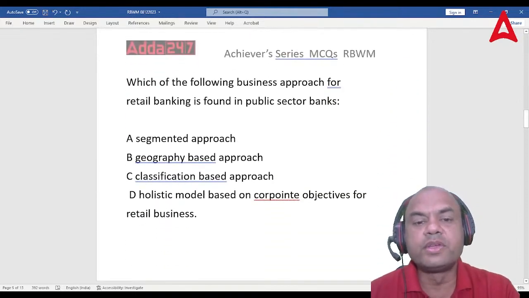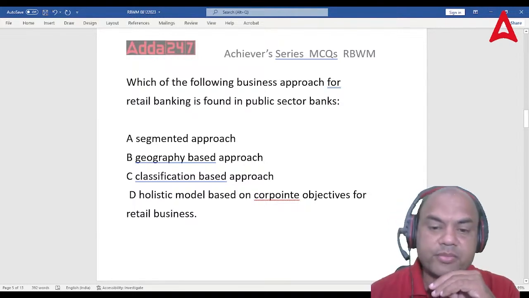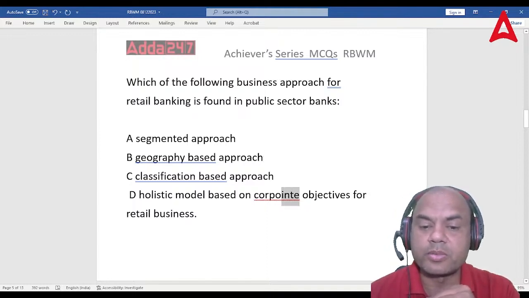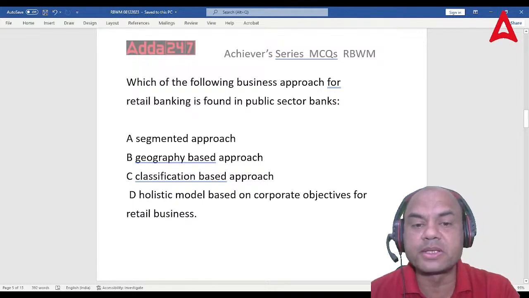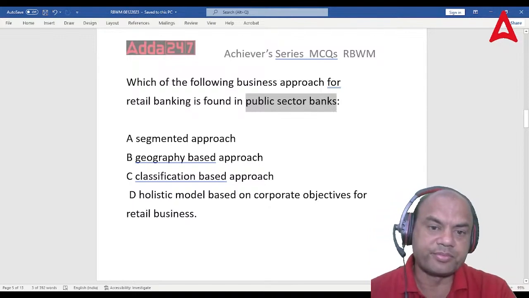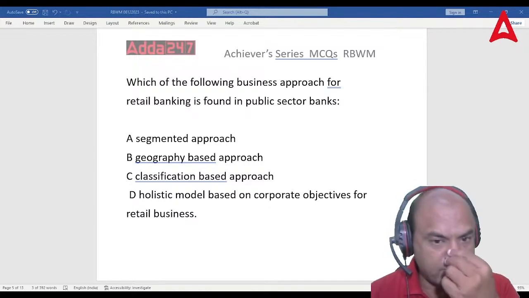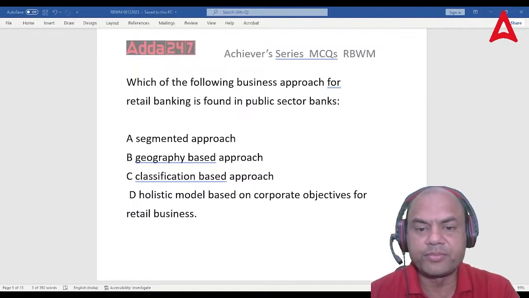Next one: which of the following business approaches for retail banking is found in public sector banks? Now you will get confused over here. Look at this: segmented approach, geography based approach, classification based approach, and holistic model based on the corporate objectives of the retail business. So which approach is used by public sector banks? Many of you will get confused over here. What do you think should be the answer? I'll tell you, many of you will write classification based, but that is not the answer. Think over it.